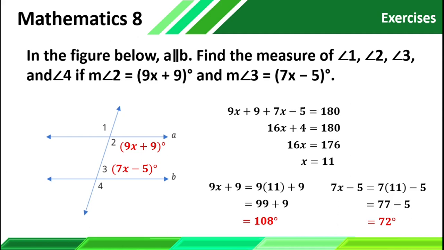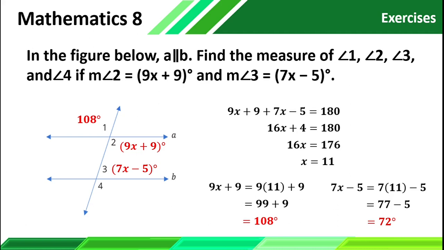Now, to find the measurement of the other angles, we just simply need to analyze the problem. We know that angle 2 is 108 degrees, and angle 2 and angle 1 are both vertical angles. Therefore, they are the same. They have the same measurement. Therefore, angle 1 measures 108 degrees as well.